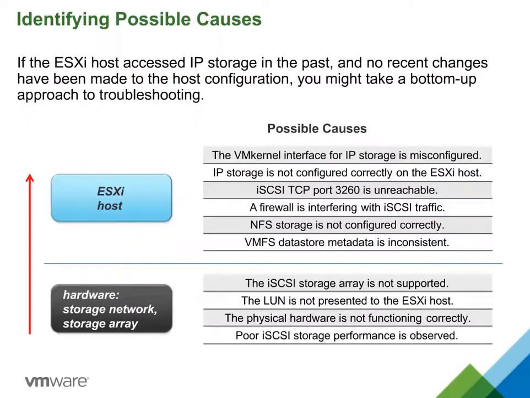So when it comes to ESXi hosts, particularly trying to access IP storage, there's a variety of things that we have to consider as possible causes. In this example, we're taking a bottom-up kind of look. Is it poor iSCSI performance? That could be the array, that could be the network, anything else, physical hardware not functioning properly, the LUN isn't presented, that's usually an array issue, the iSCSI storage not supported, that's generally not a good thing. That will actually show up in weird performance behavior sometimes.